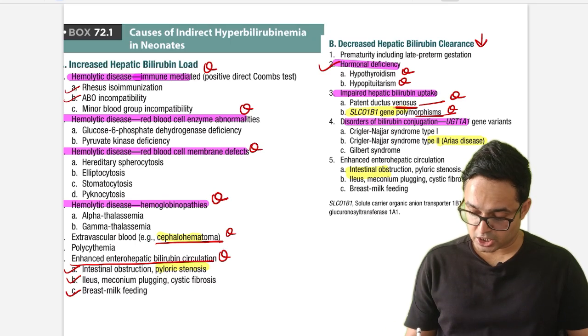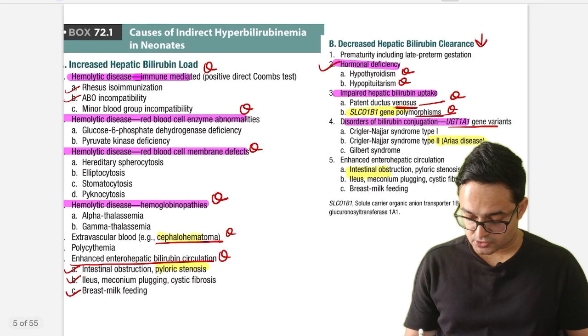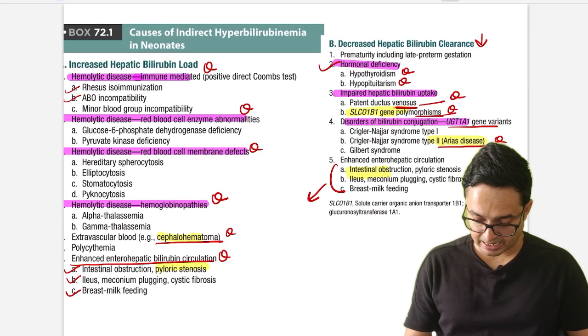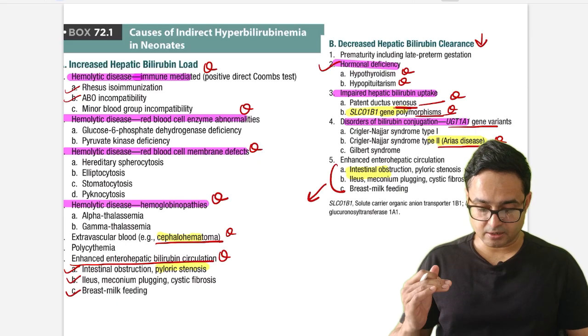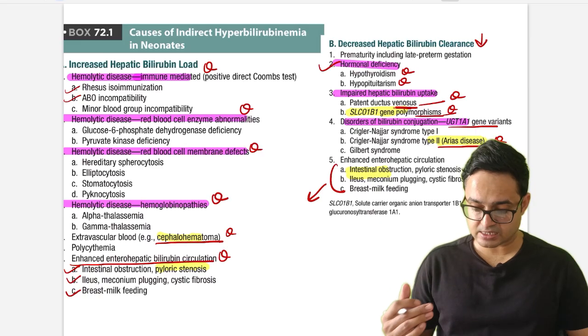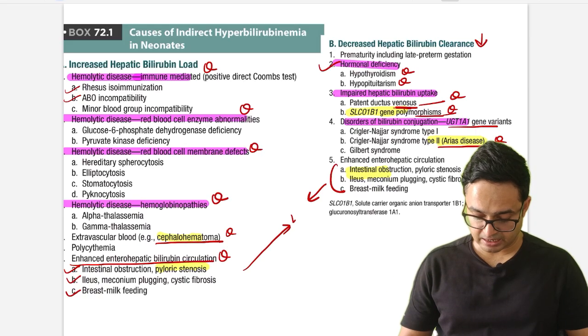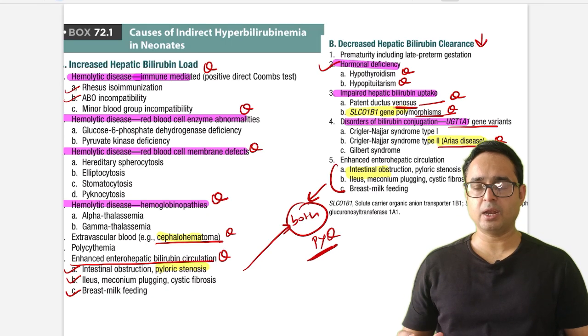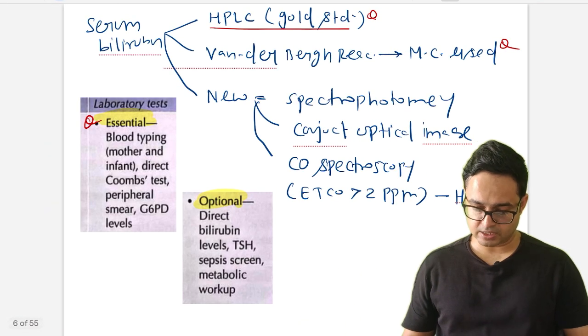Disorders of bilirubin conjugation, UGT1A1 gene variants: in this condition, Crigler-Najjar type 1, type 2, Gilbert syndrome. Just remember, Crigler-Najjar type 2 is also called Arias disease. Okay, enhanced enterohepatic circulation, we have discussed. So enhanced enterohepatic circulation leads to increased hepatic bilirubin load as well as decreased hepatic bilirubin clearance. So this is both mechanisms, again a previous year question. Okay, so just go through this table again, at least one question is expected out of this.